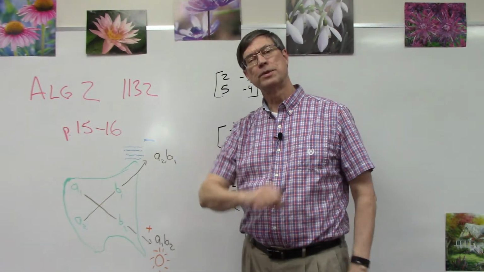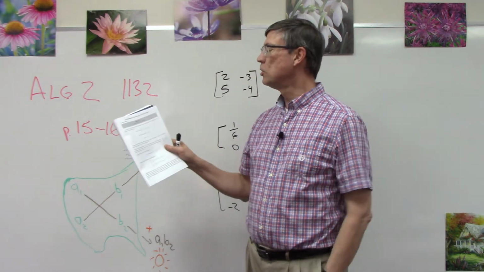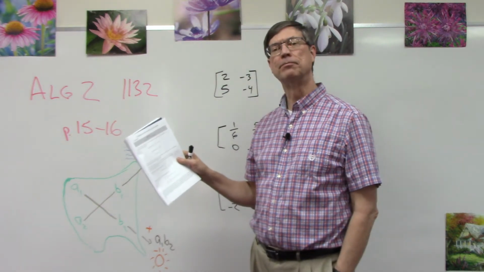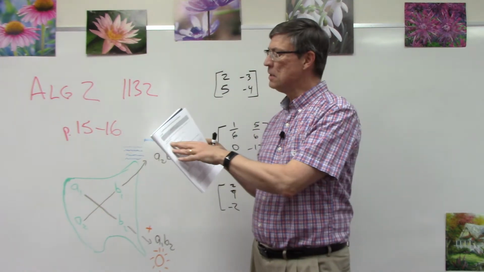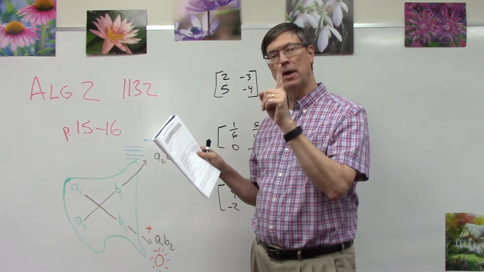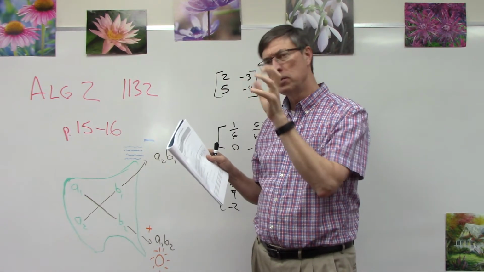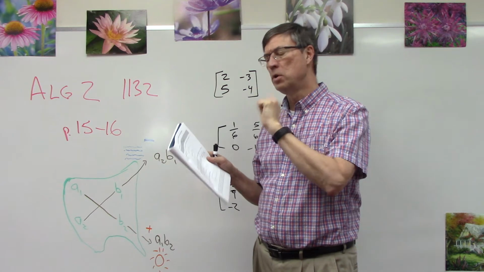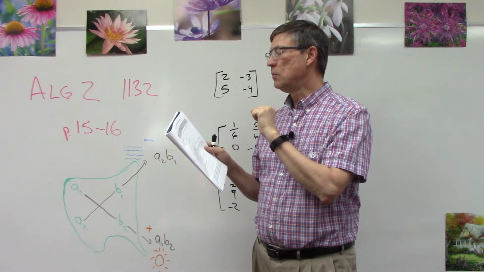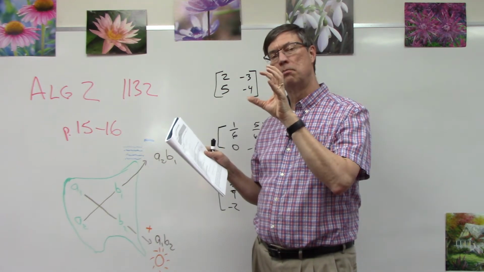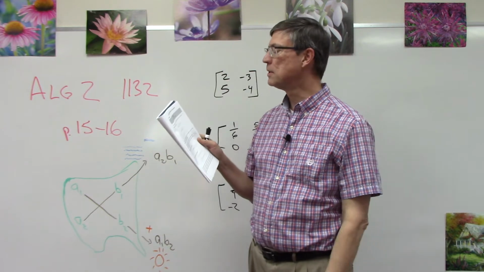Let's look at page 15 and 16. This is called determinants. And as it says in the definition here, it is a real number value. So in other words, you're going to solve this determinant, so to speak, to get one number, which is then associated with that square matrix, the 2 by 2 matrix.